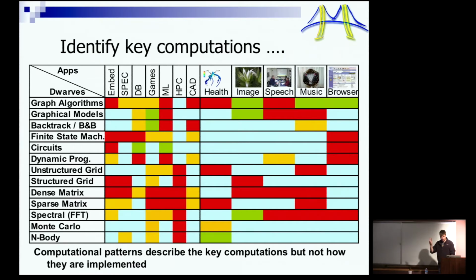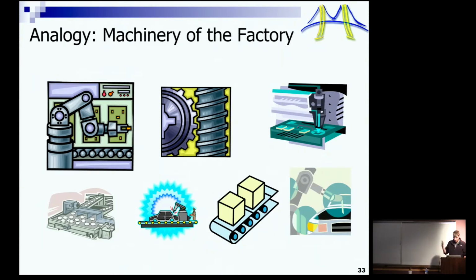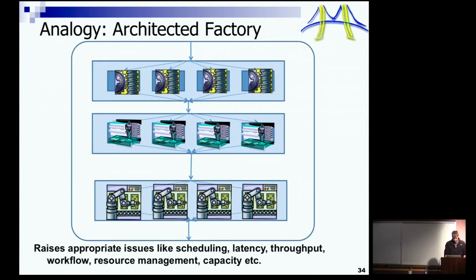The second part is identifying key computations. So you go to this. For each one of these, we have a set of descriptions, and you have the lectures from this course as well. Once you identify a computation, there's just been a ton of work telling you how to implement that efficiently and which libraries to use. And going back to the analogy, the computational patterns are like the machines of the factory.